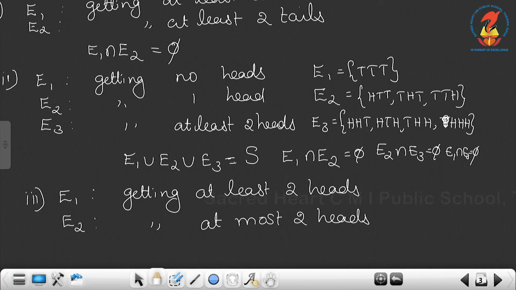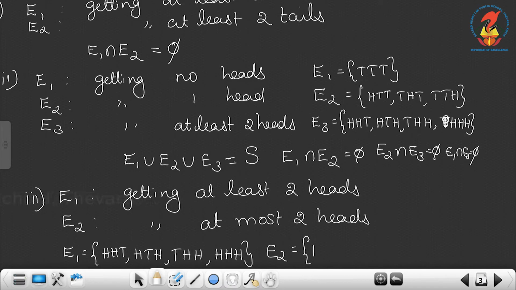I'll write here. What is E1? E1 means 2 and more heads, that is HHT, HTH, THH, and triple head. Then E2 means at most 2 heads, that is HHT, HTH, THH. Now one head we have to write, that is HTT, THT, TTH, and what? 0 head means TTT.